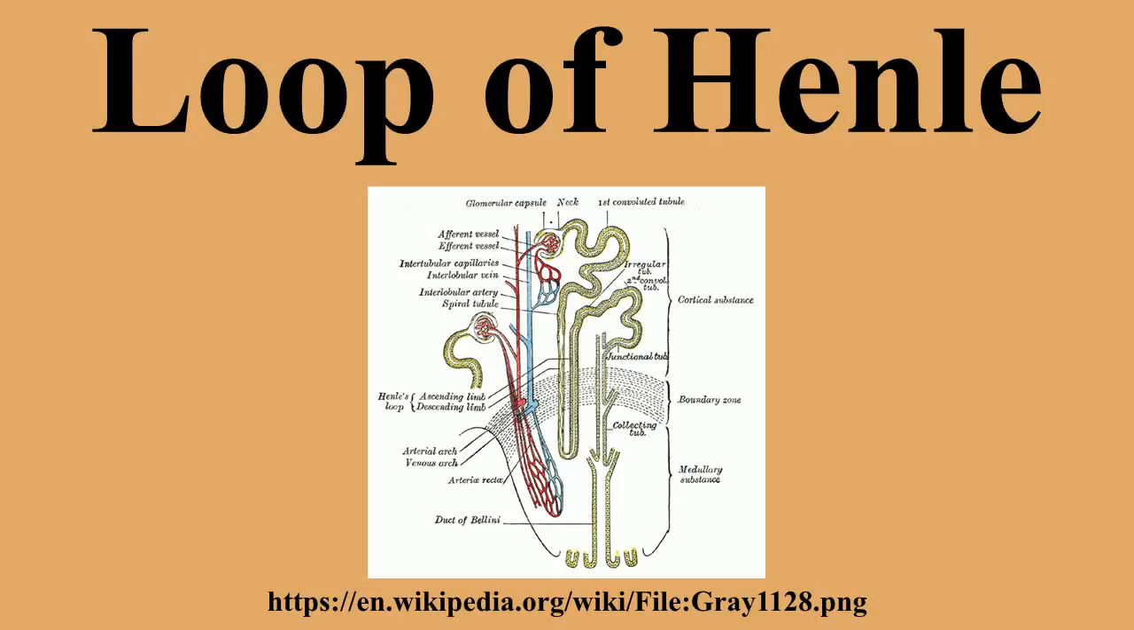The tissue type of the loop is simple squamous epithelium. The thick and thin terminology does not refer to the size of the lumen, but to the size of the epithelial cells. The loop is also sometimes called the nephron loop.